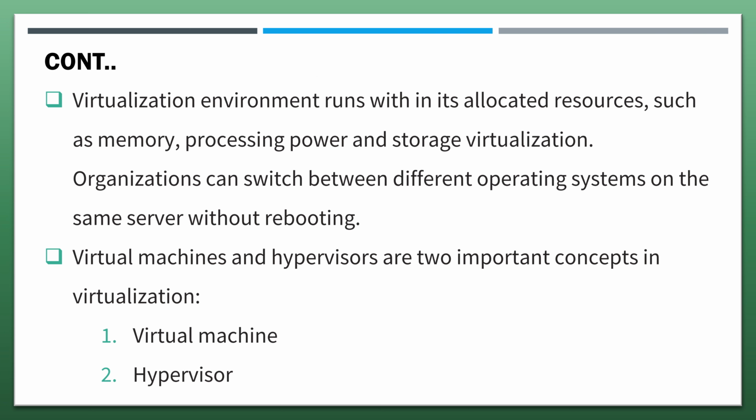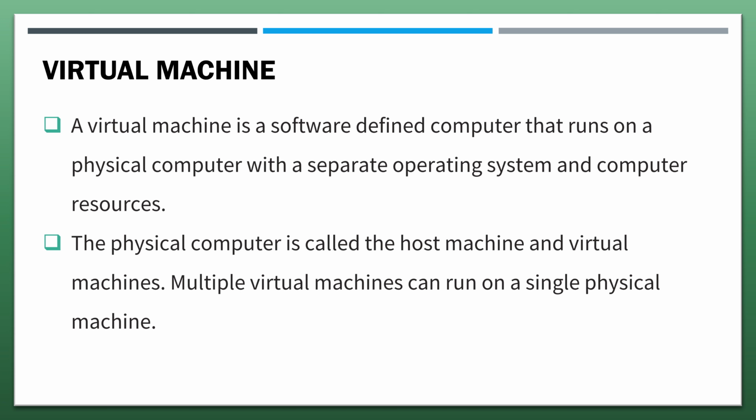Virtualization environment runs within its allocated resources, such as memory, processing power, and storage. Virtualization organizations can switch between different operating systems on the same server without rebooting. Virtual machines and hypervisors are two important concepts in virtualization. First, virtual machine, second, hypervisor. Now let's learn about virtual machine.